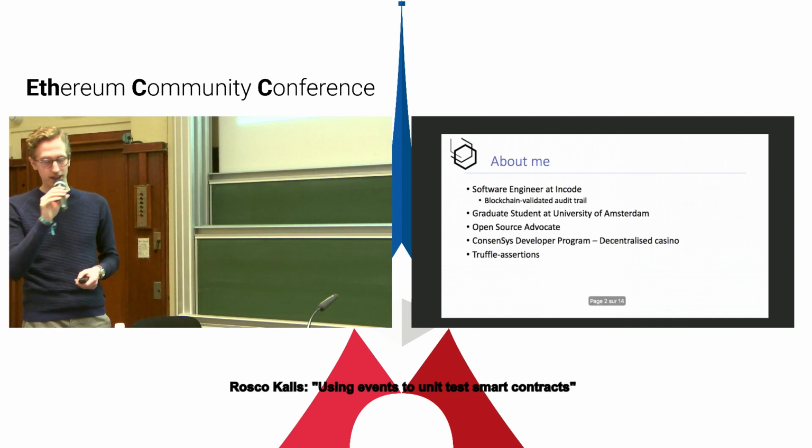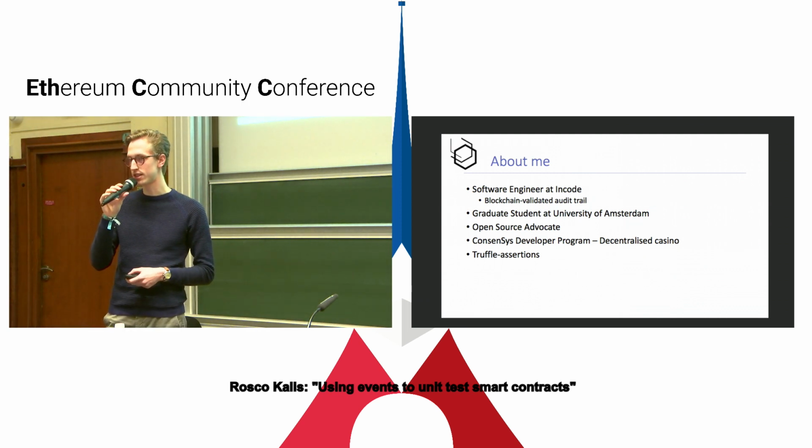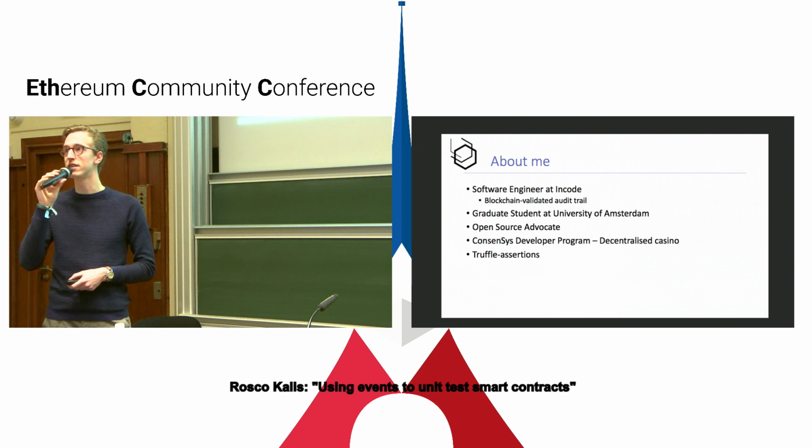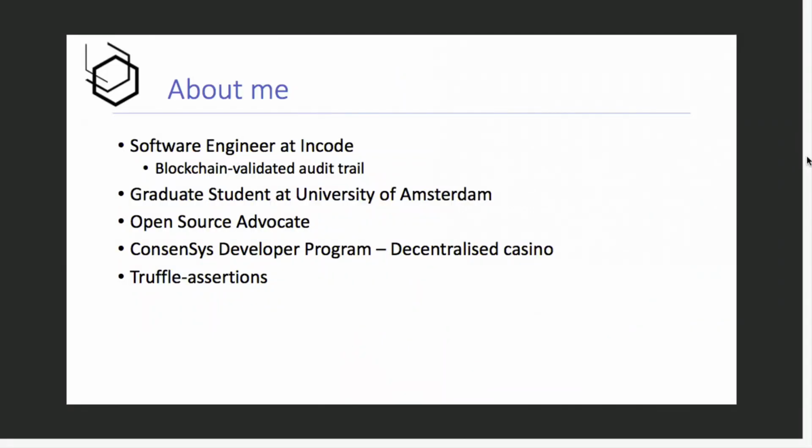Let me start by telling you a little bit about myself. I'm a software engineer at Encode, which is a software consultancy firm in Amsterdam, and we're mainly doing work in the real estate industry. At Encode, I created a blockchain validated audit trail so that we could make sure that the data inside our applications could be trusted. I did that as part of my bachelor thesis last year at the University of Amsterdam.